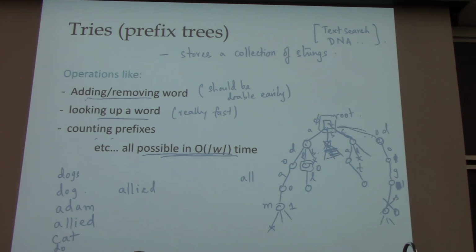Okay, so any other questions? Hopefully the data structure is clear now. Once you have this, looking up is also trivial. What about counting prefixes?